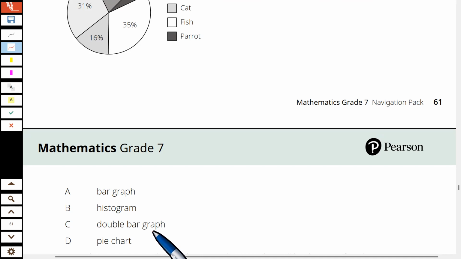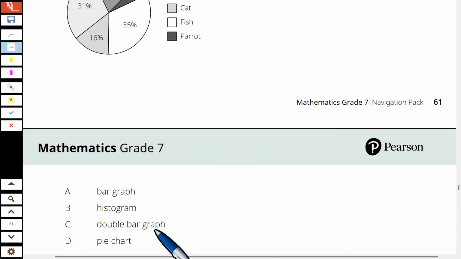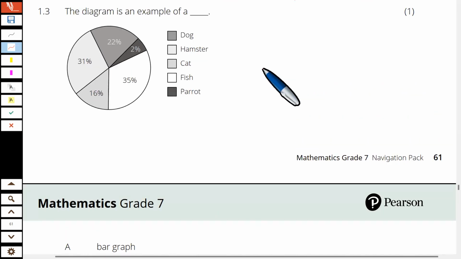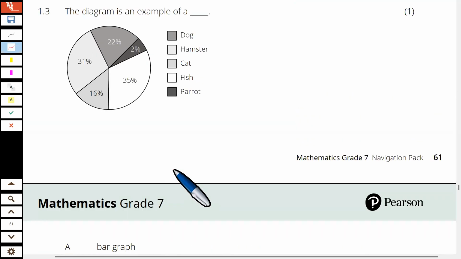1.3. A pie chart. It is certainly a pie chart. Well done. So this is actually a pie chart. Next question.